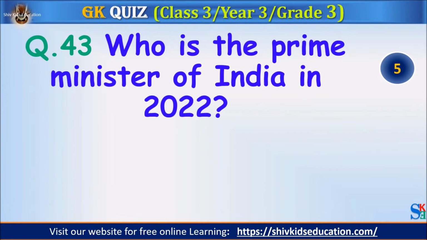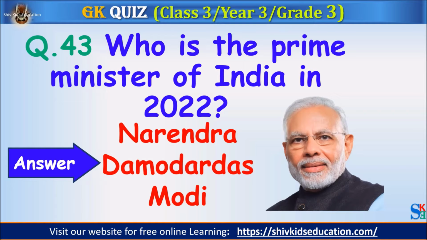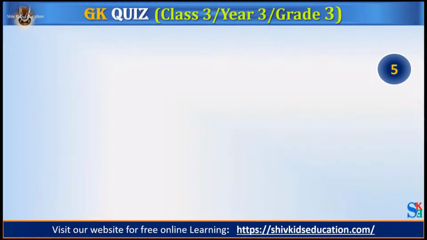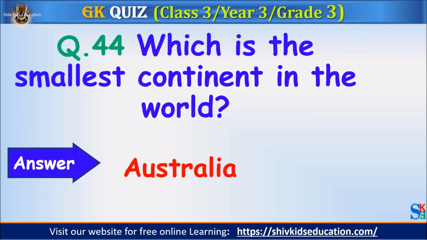43. Who is the Prime Minister of India in 2022? Your time starts. The answer is Narendra Damodar Das Modi. 44. Which is the smallest continent in the world? Your time starts. The answer is Australia.